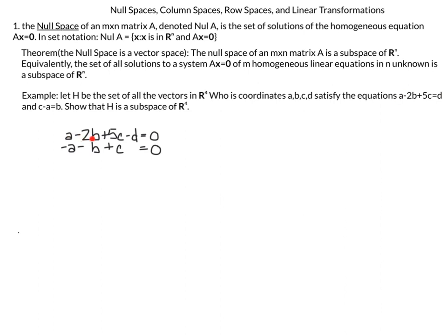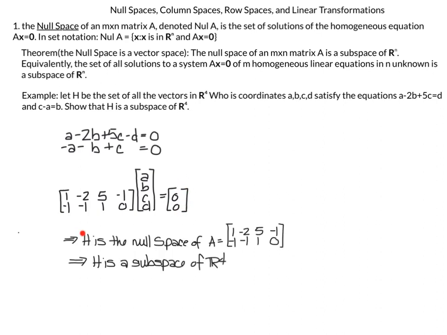So I have a minus 2b plus 5c minus d equals 0. And I have a minus b plus c equals 0. Now this system of equations can be represented by the matrix A times the vector (a, b, c, d), and we set it equal to 0. In other words, we want the vectors that get mapped to the null space. In particular now, since H is the null space of this matrix A, H is a subspace of R4, because we know that the null space is a vector space and a subspace of Rn.